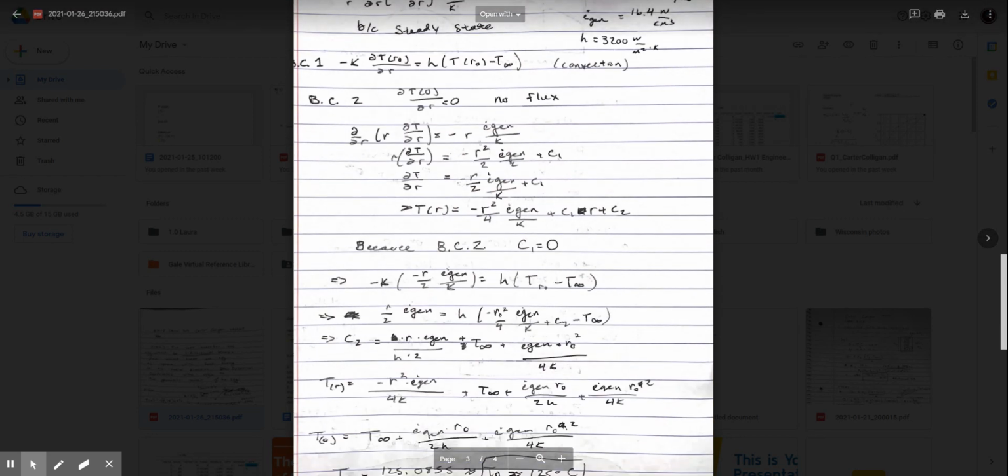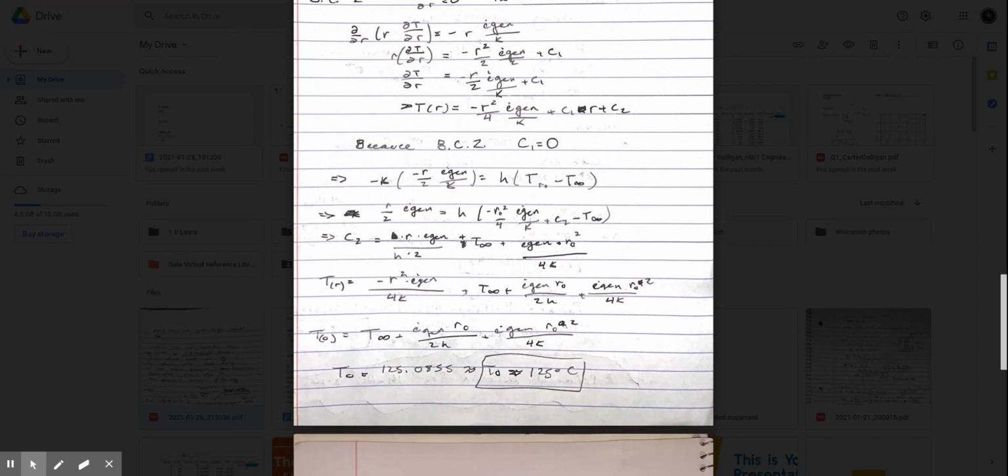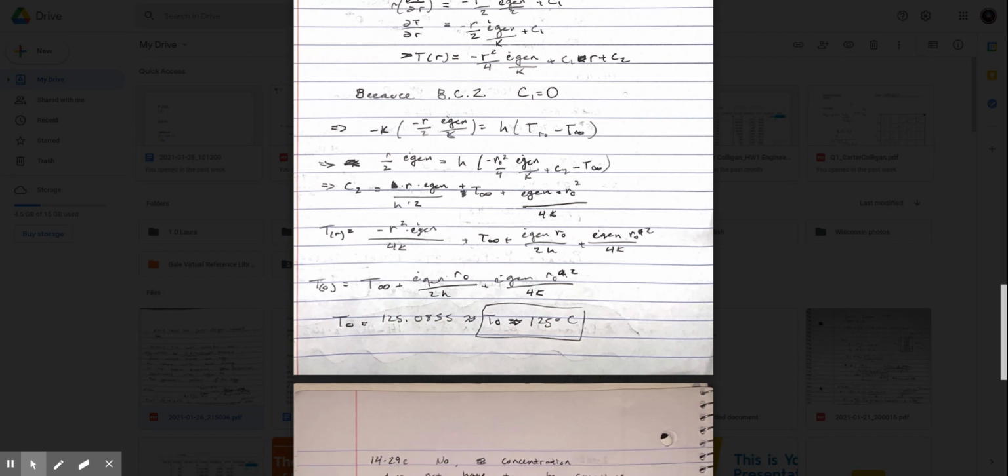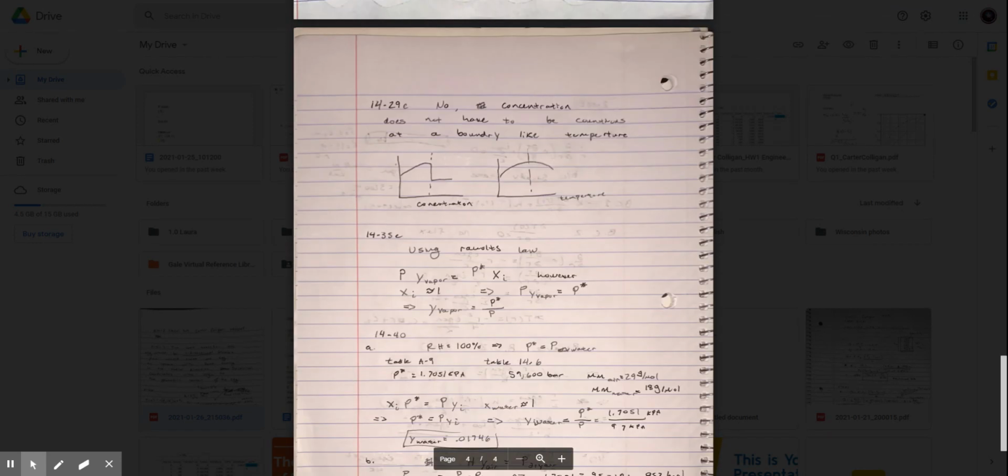And there you're going to solve for the two coefficients of integration. And then from there, you're simply going to apply those, and then you're going to solve for the temperature at 0 by replacing the R's with zeros, and that's going to give you this final answer.